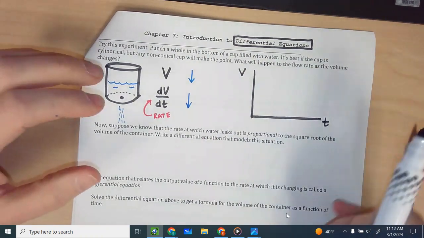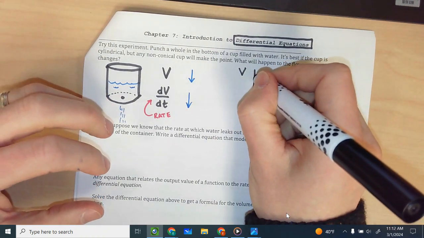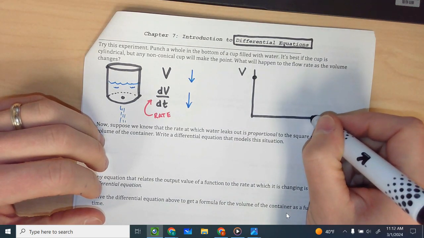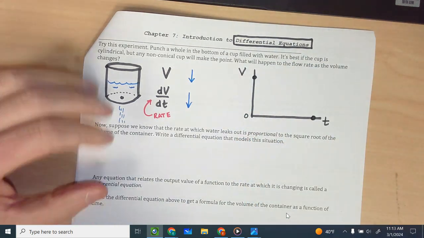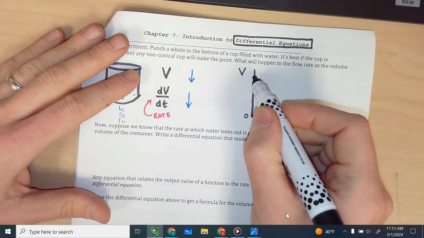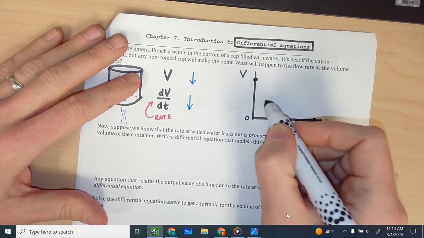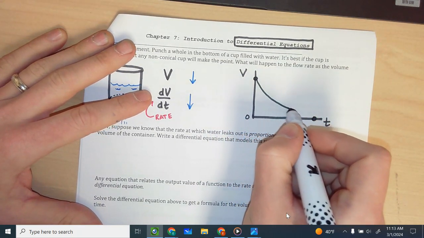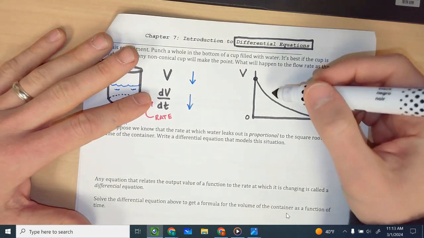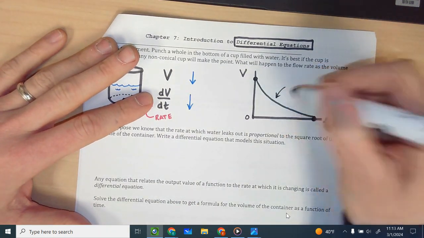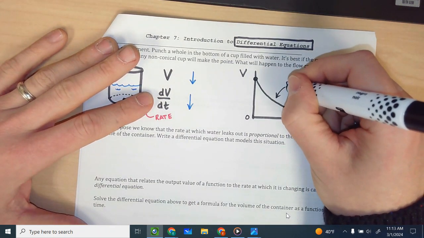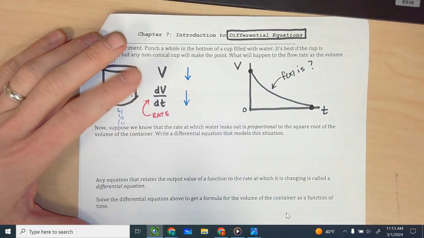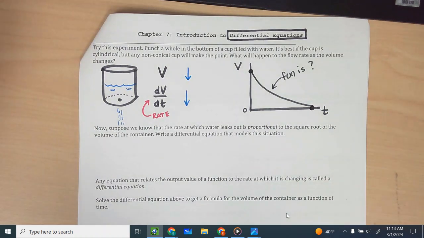Well, it tells us something about the graph. We know that if we started with a volume up here and sometime later we had a volume of 0, then the rate must start being steep and get less steep as we go along. So the graph is going to look something like that. So you want to think about what kind of function this would be. It's not linear because it's curvy. Well, we're going to find out.